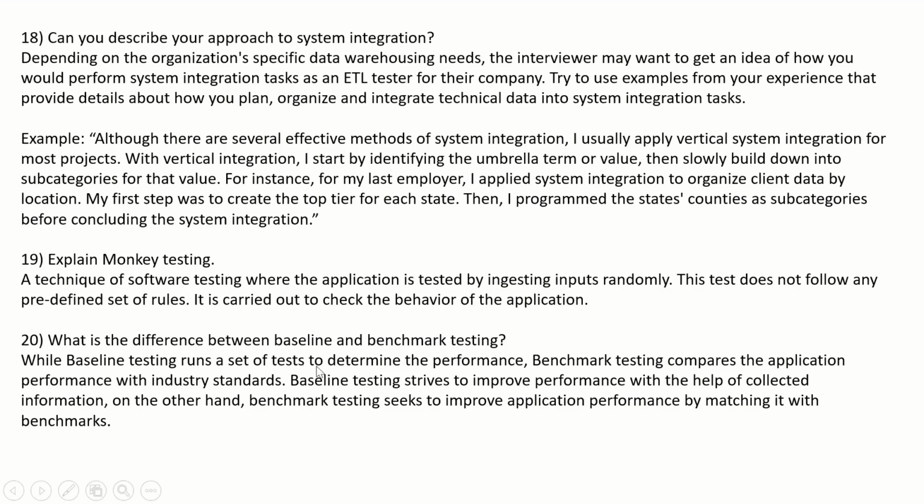So what is the difference between baseline and benchmark testing? While baseline testing runs a set of tests to determine the performance, benchmark testing compares the application performance with industry standards. Baseline testing strives to improve performance with the help of collected information. On the other hand, benchmark testing seeks to improve application performance by matching it with benchmarks.